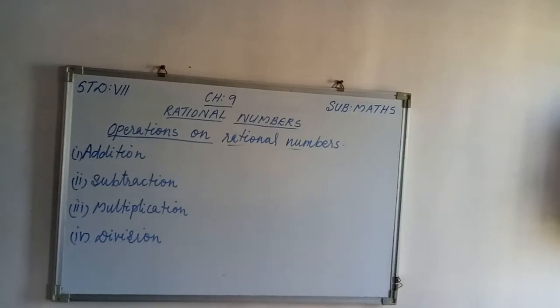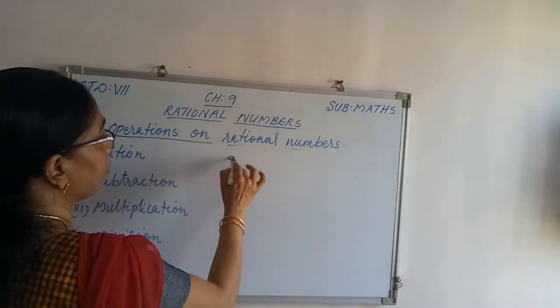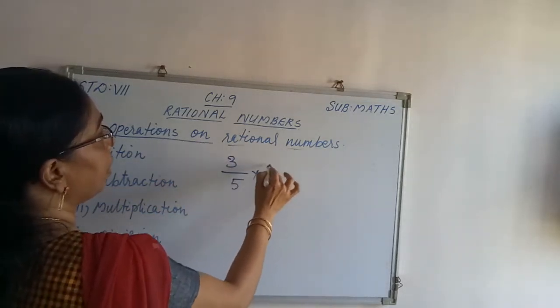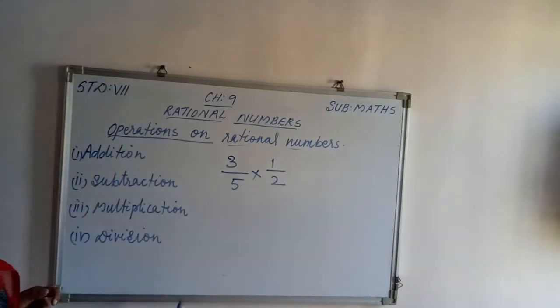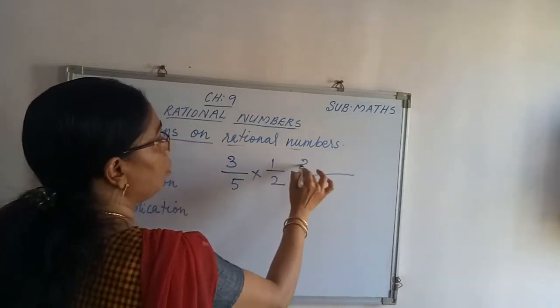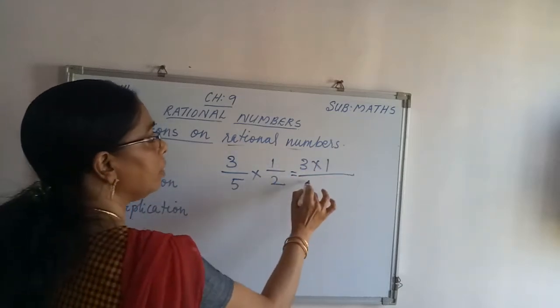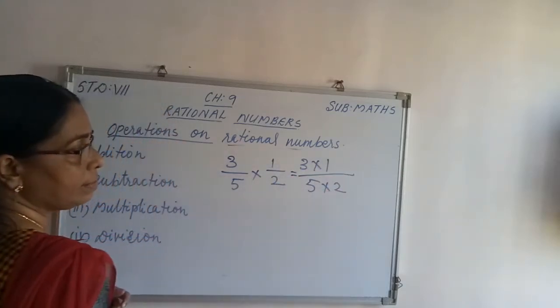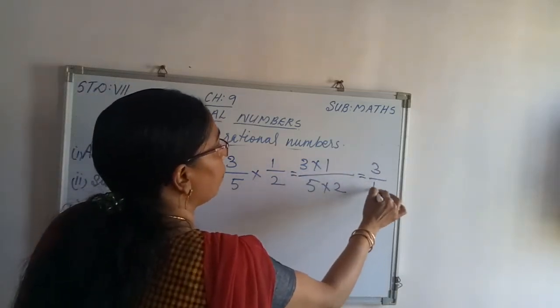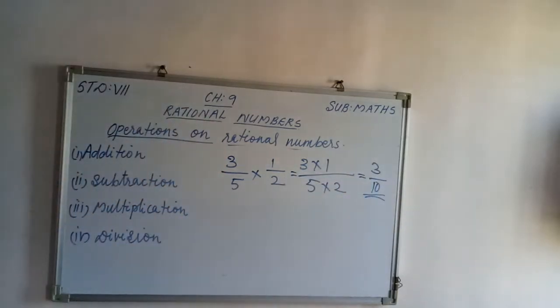Now multiplication. To multiply two rational numbers, we multiply their numerators and denominators separately and write the product as the product of numerators upon the product of denominators. For example, 3/5 multiplied by 1/2. Multiply the numerators and write it as the numerator, multiply the denominators and write it as the denominator. 3 into 1, 3; 5 into 2, 10. This is how we can multiply rational numbers.